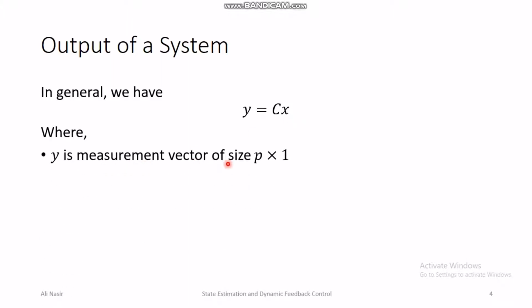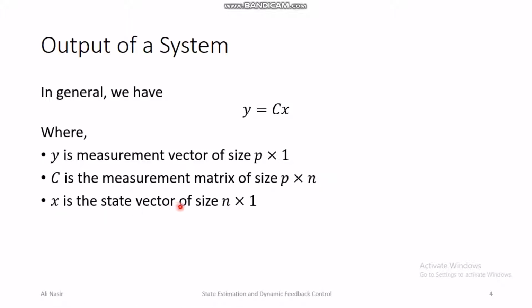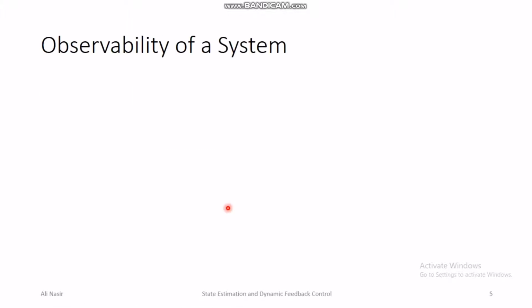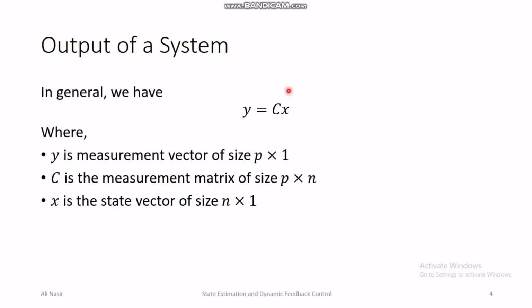So y is a measurement vector of size p cross 1, so you can have p sensors in the system, and then C is the measurement matrix of p cross n. So number of rows in C is equal to number of sensors, and number of columns in C is equal to number of states in the system. Then x is the state vector of size n cross 1. So this is the conceptual representation of the output of the system.